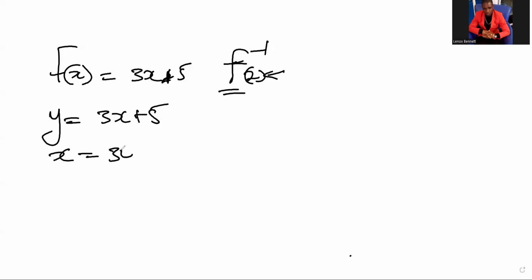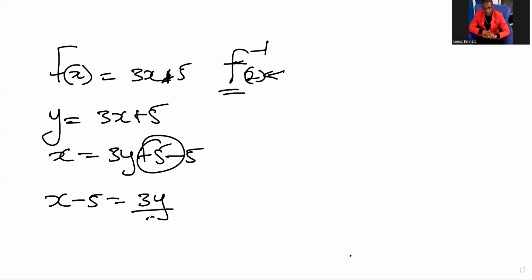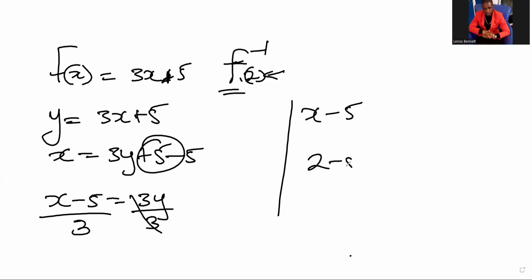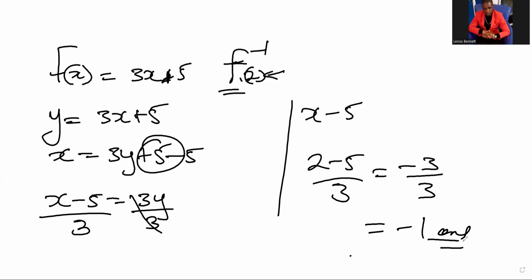Interchange x for y and y for x. Solve for y now. Get rid of this, so minus 5. That equals 3y, and then divide by 3. So basically we find the inverse, but we're not finished because anywhere x is, we're going to replace it with positive 2. So (2 minus 5) over 3, which works out to negative 3 over 3, which is negative 1. So the inverse works out to negative 1.